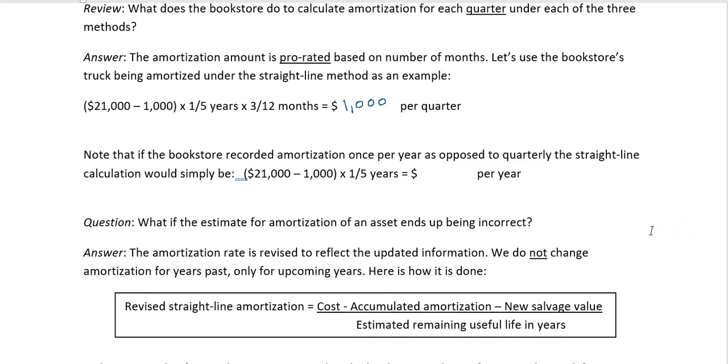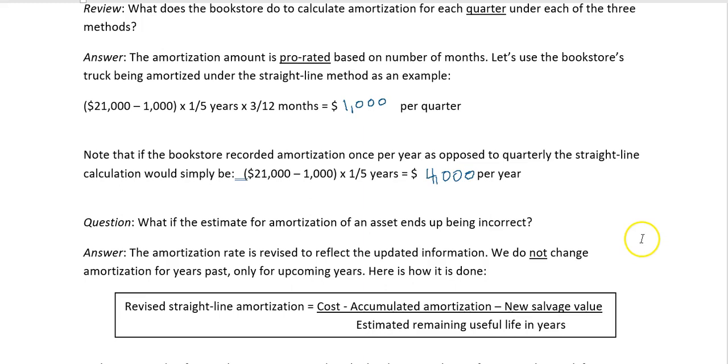Note that if the books record amortization once per year as opposed to quarterly, the straight line calculation would simply be 21,000 minus 1,000 times 1 over 5. So you take an annual rate. This is no different from dividing 20,000 by 5. Multiplying by 1/5 is the same thing, and you get 4,000 per year. So this is what would happen if we had used the straight line method for the truck.